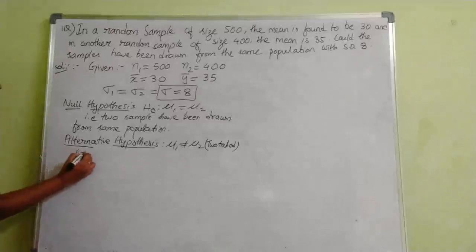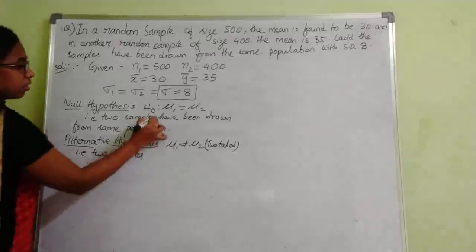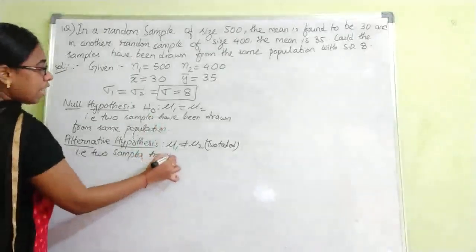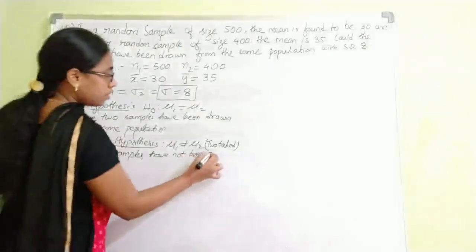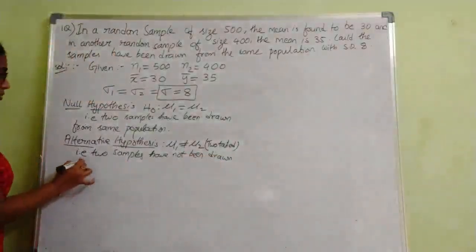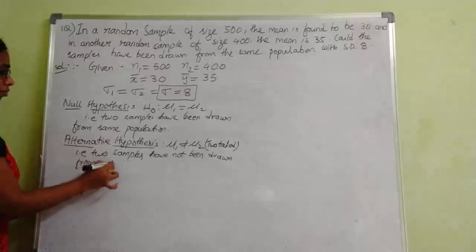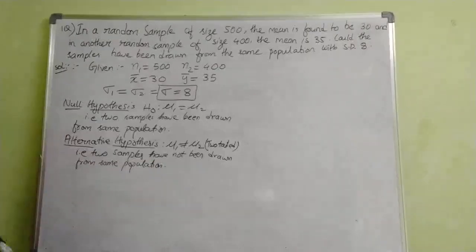So that is, the two samples have not been drawn from the same population. So the null hypothesis and alternative hypothesis are given. Next step, level of significance, nothing is specified. So we consider the level of significance as 5%.